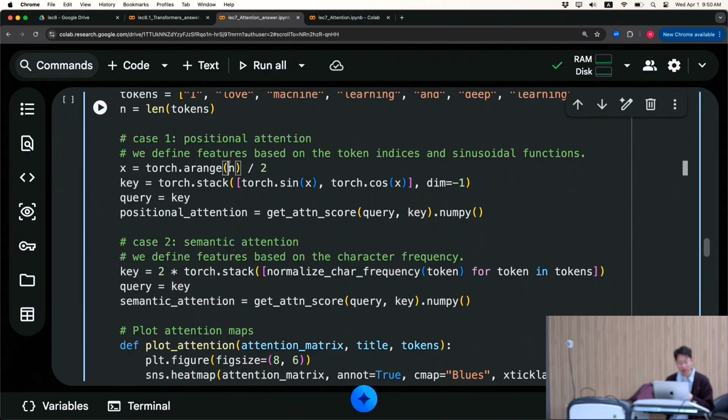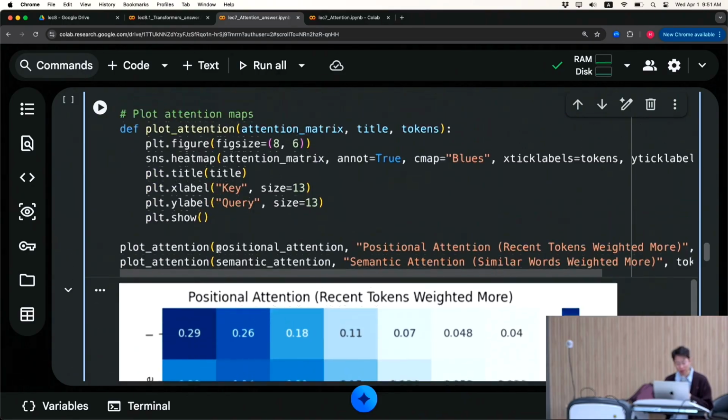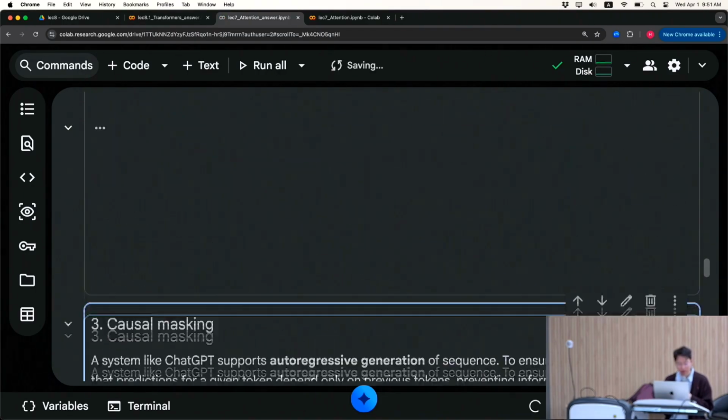So the first one is position sensitive, key and query. Case 2 is alpha frequency sensitive, or you can interpret it as semantic similarity. So let's plot the results.